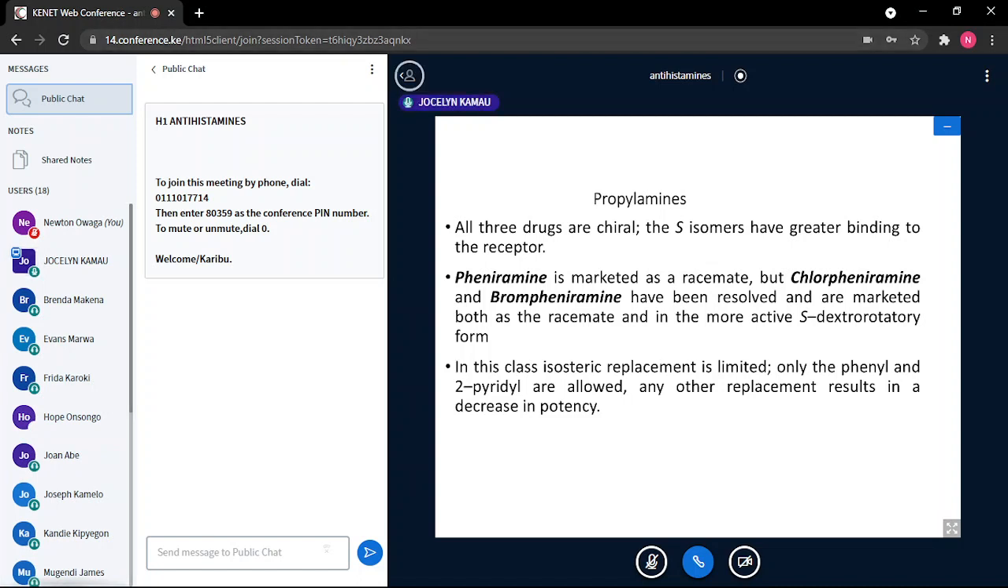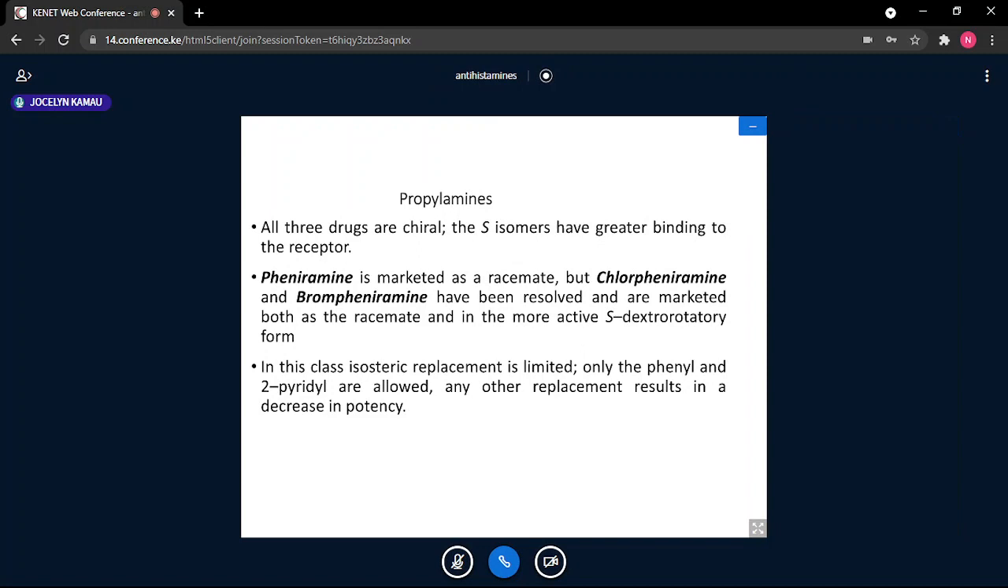So we are still looking at antihistamine blockers. I hope you'll be able to finish all the classes of the H1 blockers today. That means generation 1, generation 2, and generation 3. Then the next 1-2 classes, we look at the H2 blockers and the PPIs.